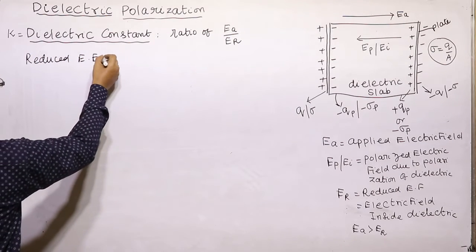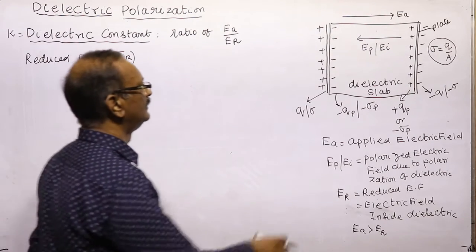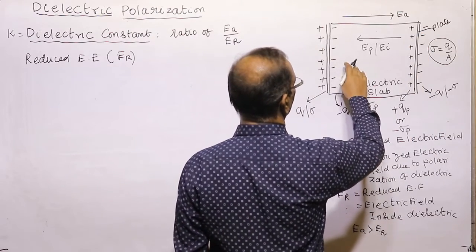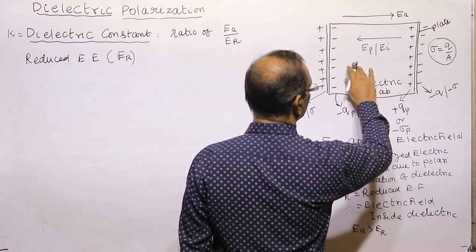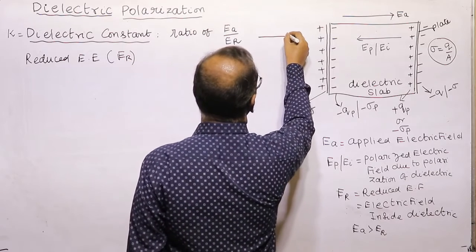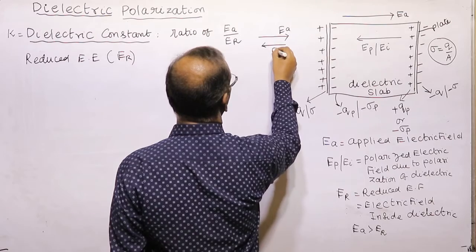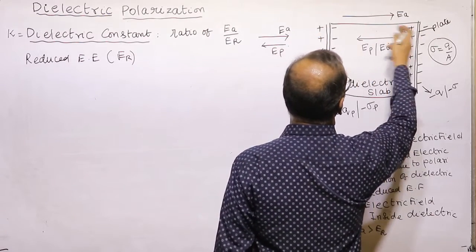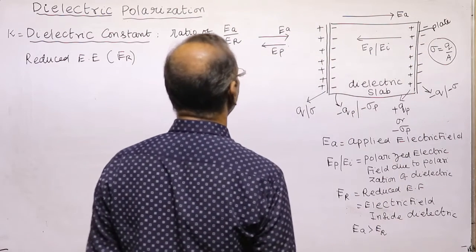Reduced electric field, we can denote it as E reduced. When this dielectric is placed in between the plates, after polarization, the electric field inside the dielectric gets reduced. Why? Because this is the applied electric field, plus to minus, and this is the electric field due to the polarization, minus to plus. This is the polarized or induced electric field.